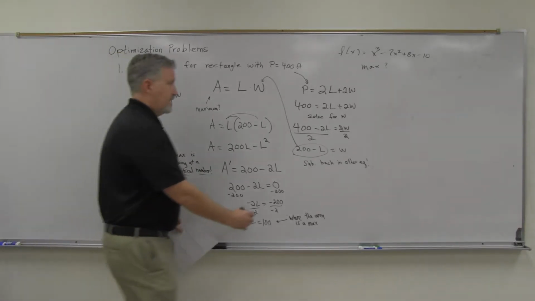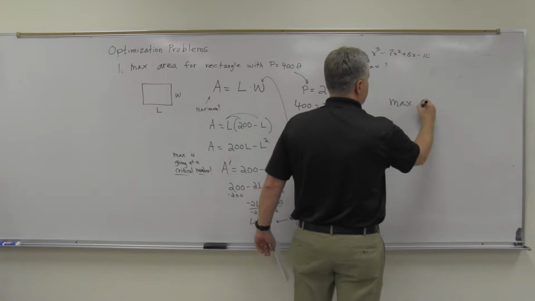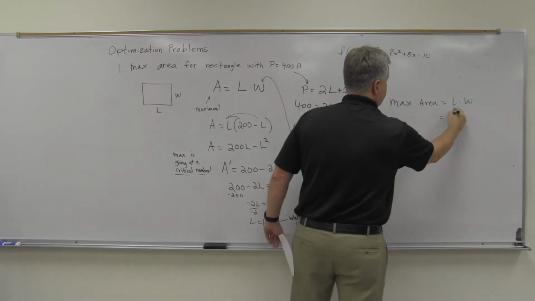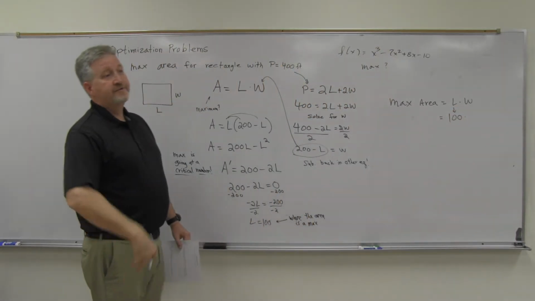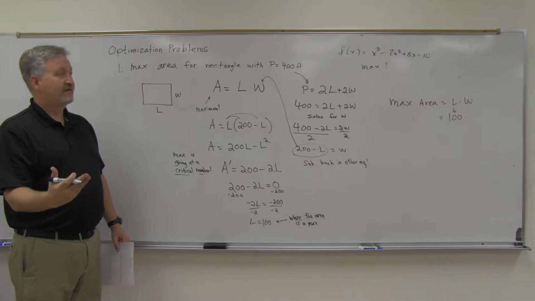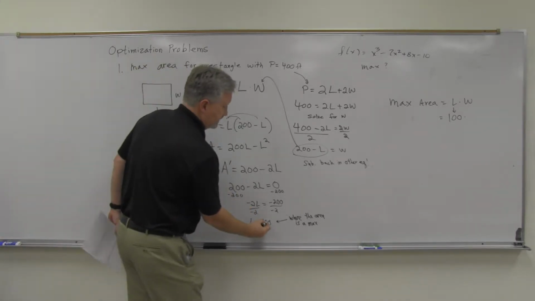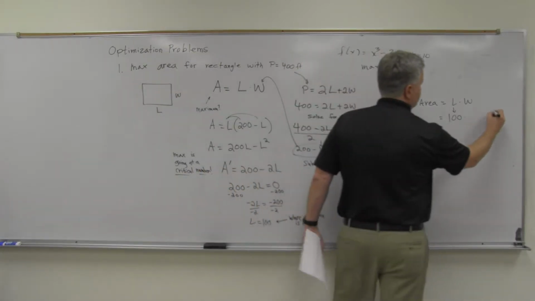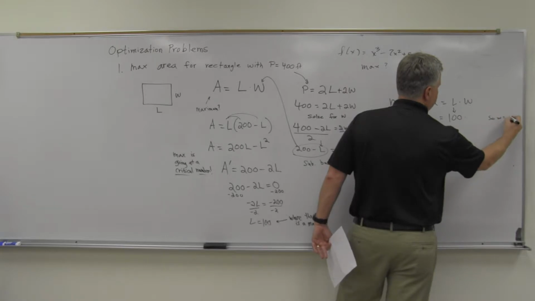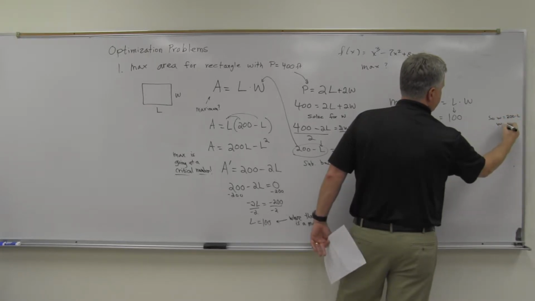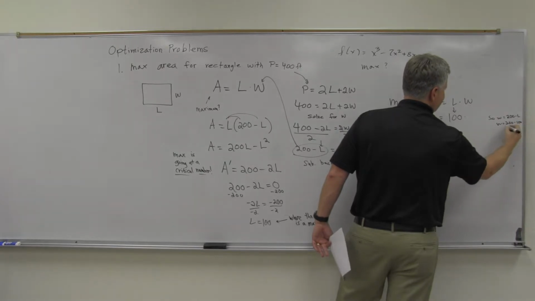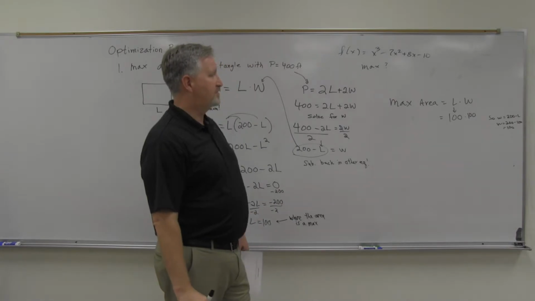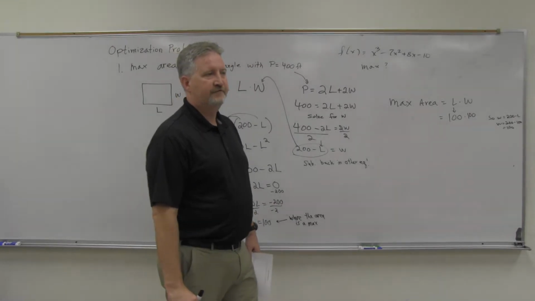So the maximum area would just actually be length times width. So that's telling me the maximum area is going to be length is 100. Now I need the width to go with that. Well, if the length's 100, then what's the width? So W is 200 minus L. So in this case, W would be 200 minus 100, which is also 100, isn't it? So the maximum area is going to be 100 times 100. 10,000 square feet.